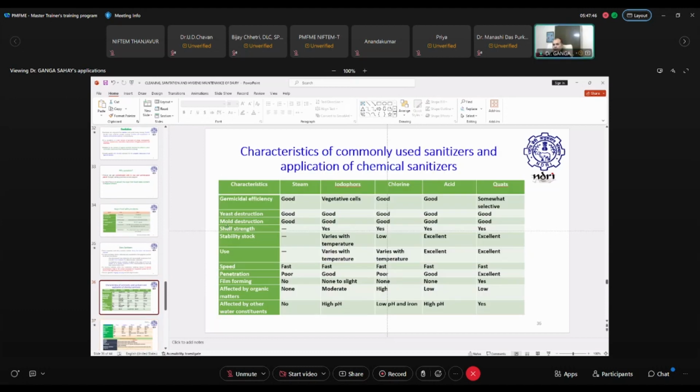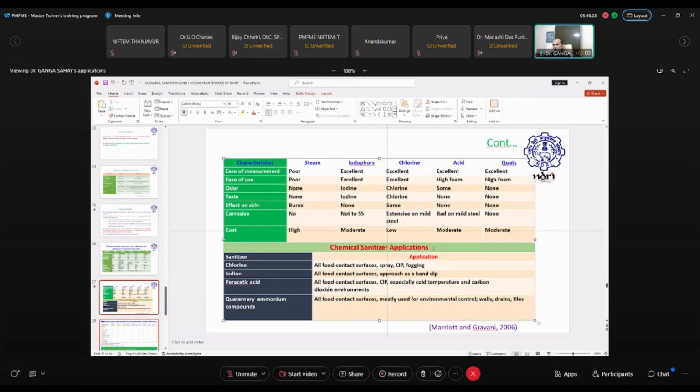So here you can see different characteristics of these sanitizers. These are the sanitizers, and you can see the germicidal efficiency, yeast destruction, mold destruction, strength, stability, stock usage, speed, penetration, film forming. So you can compare between all of them. Here also ease of measurement, ease of use, odor, taste, effect on skin, acid is moderate, and quaternary ammonium compound is moderate. So these are the chemical sanitizers.